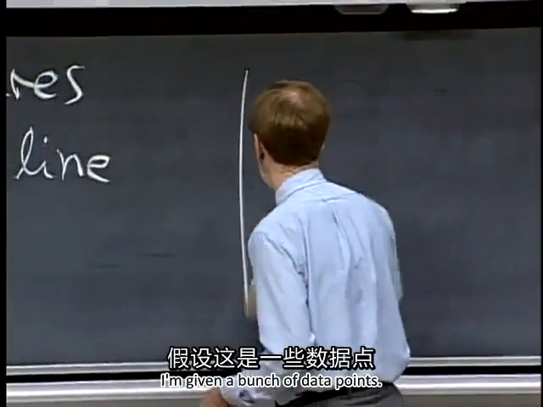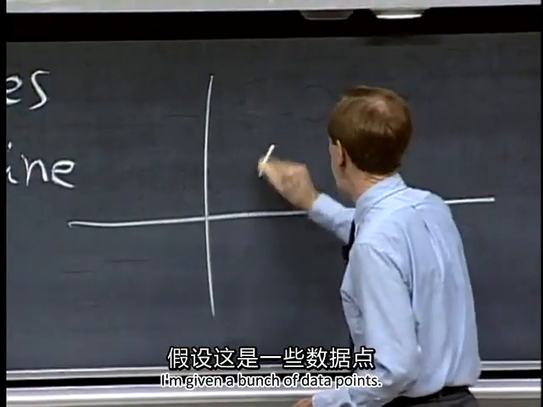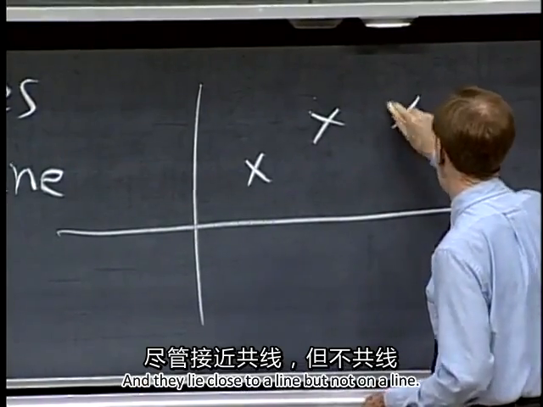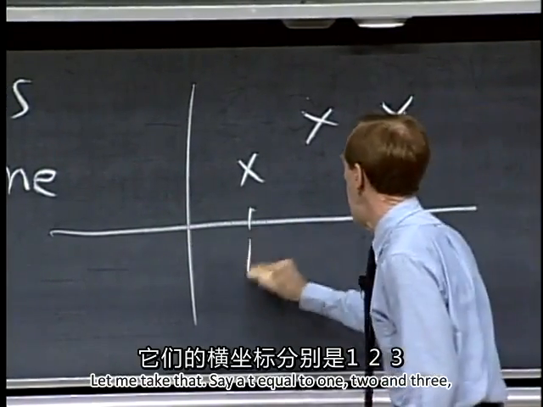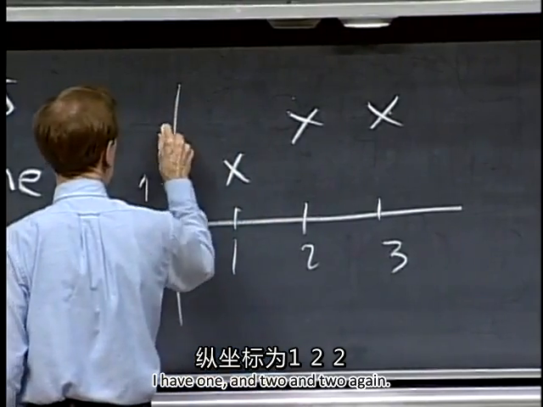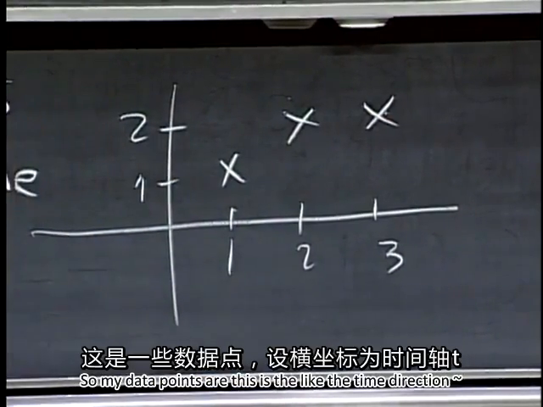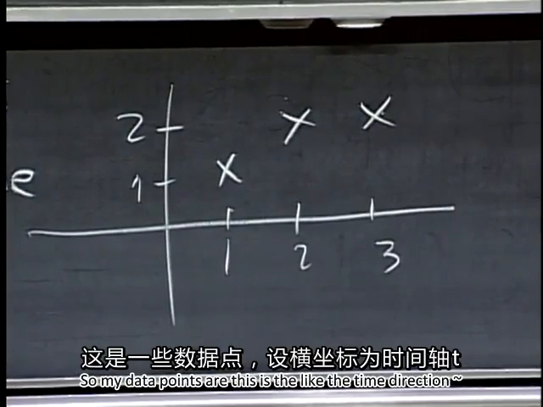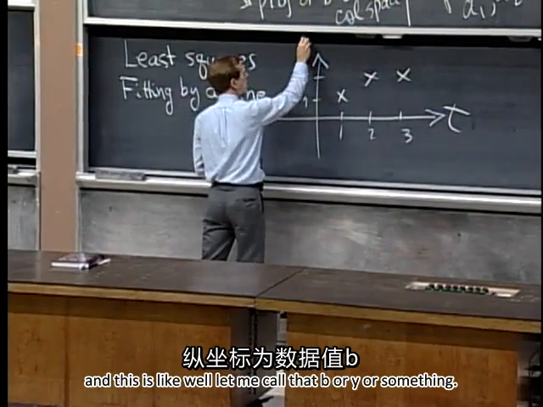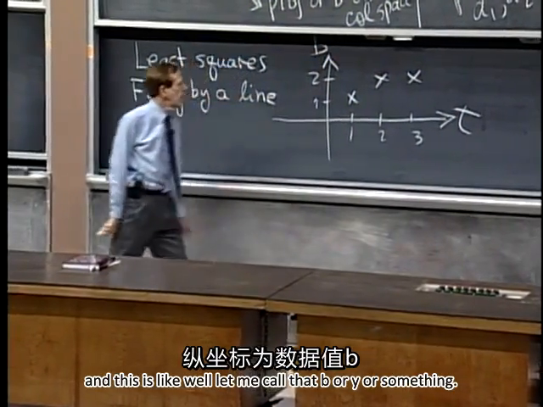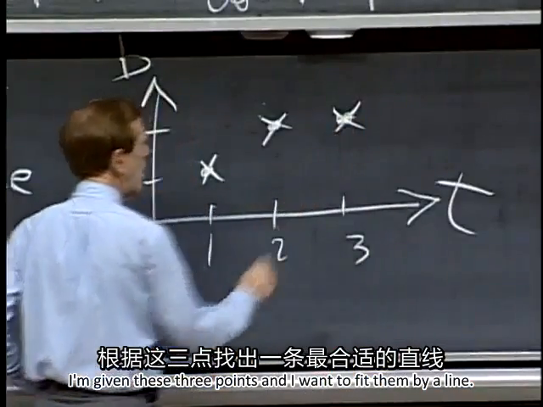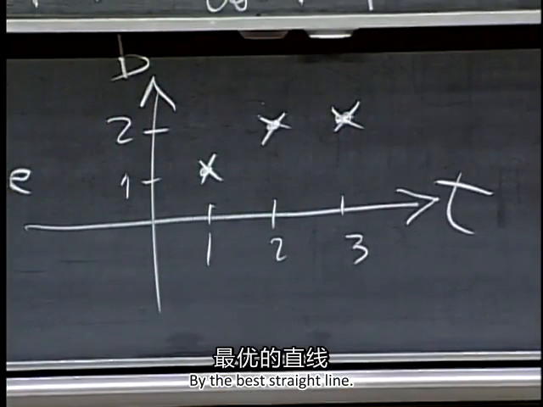I'm given a bunch of data points, and they lie close to a line, but not on a line. Let me take, say, at t equal to 1, 2, and 3, the values 1 and 2 and 2 again. This is like the time direction, and this is like, well, let me call that v or y or something. I'm given these 3 points, and I want to fit them by the best straight line.